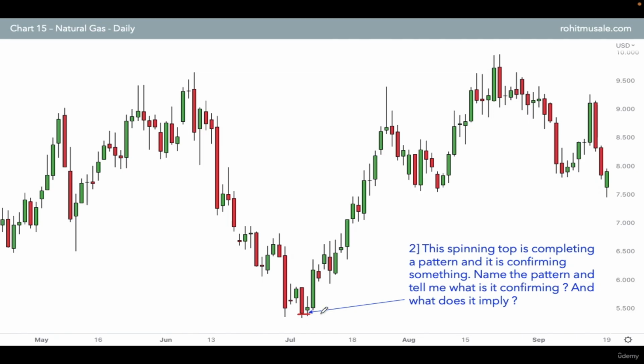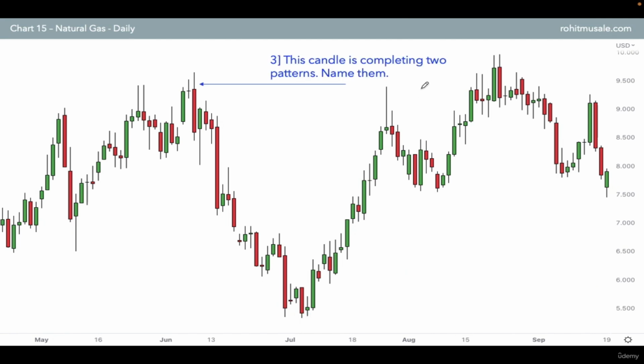The price went from around 5.5 to around 9. That's a double, right? Number 3, this candle is completing 2 patterns. Name them. So first it is completing a bearish engulfing pattern. Second, it's completing an evening star.